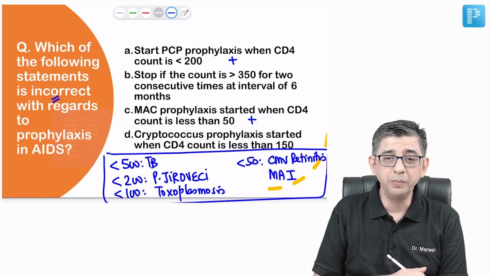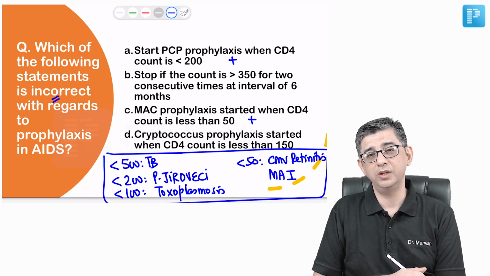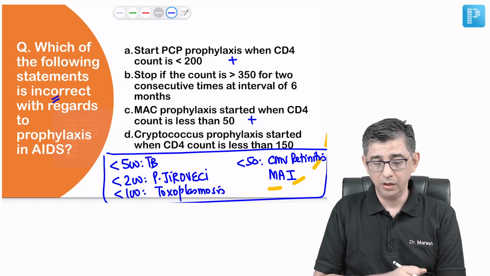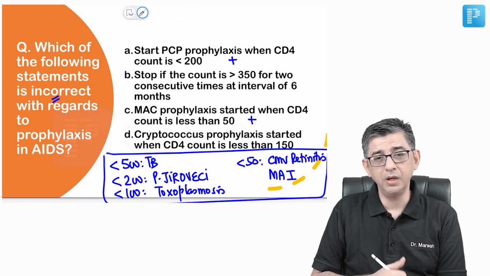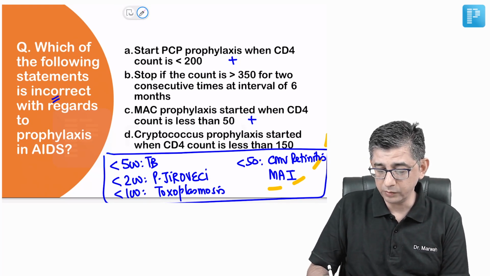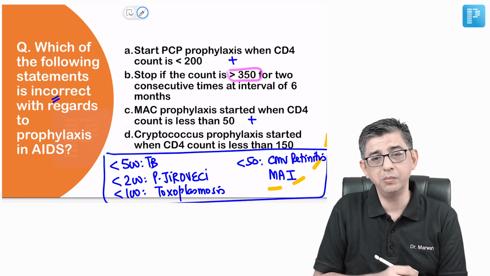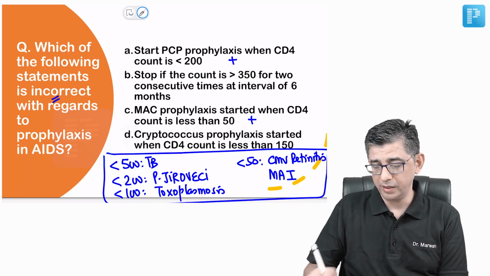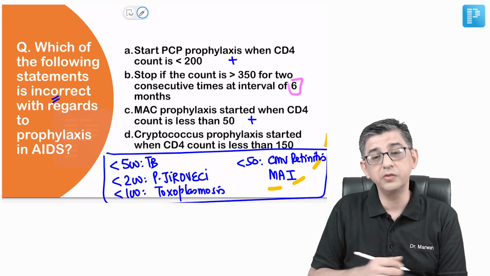If we look at option number B, he says stop if the count is more than 350 for 2 consecutive times at an interval of 6 months. Now, suppose I'm reading this option number B for the first time in my life. My thought process is that there could be a trick with respect to this value. It could be maybe 200 instead of 350, and this interval could be maybe 3 months instead of 6 months.